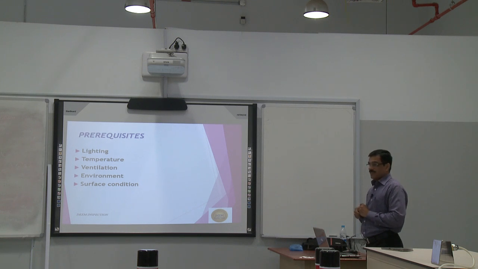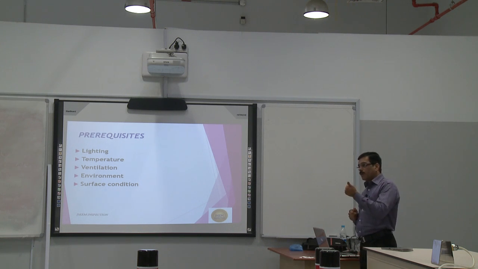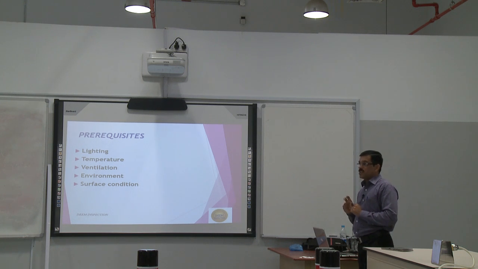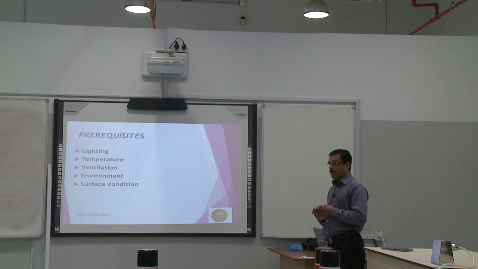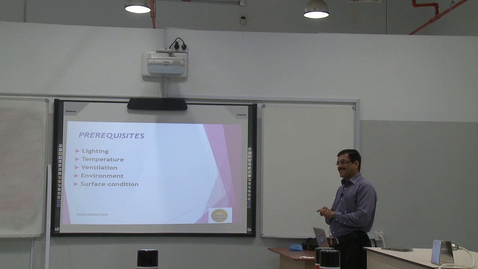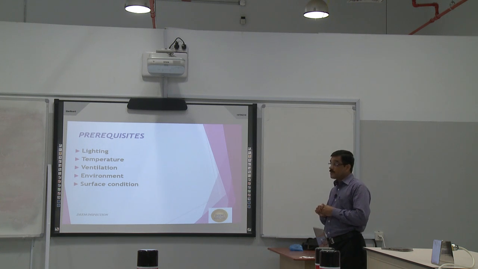Next one is temperature. Yesterday we talked about magnetic particle, and I think we didn't mention the temperature. Wet magnetic particle testing we can do up to 57 degrees Celsius object temperature. Sometimes in the Kingdom the normal temperature is like 40, and this may be 60 degrees Celsius, but that is actually not allowed. The limit is 57 degrees Celsius.